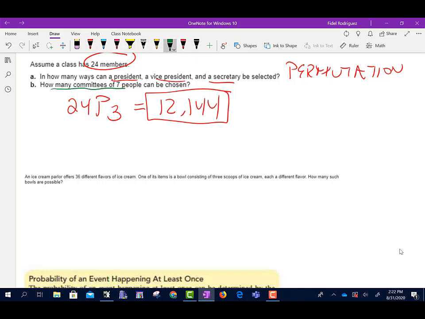Now look at part B. Part B says how many committees of 7 people can be chosen? Okay, so 24. Now we're picking a committee, right? It doesn't say that these people have to be in a particular order, right? So when you put those 7 people, regardless of how you arrange them, they're still going to be on the committee, right? So this is going to be a combination.